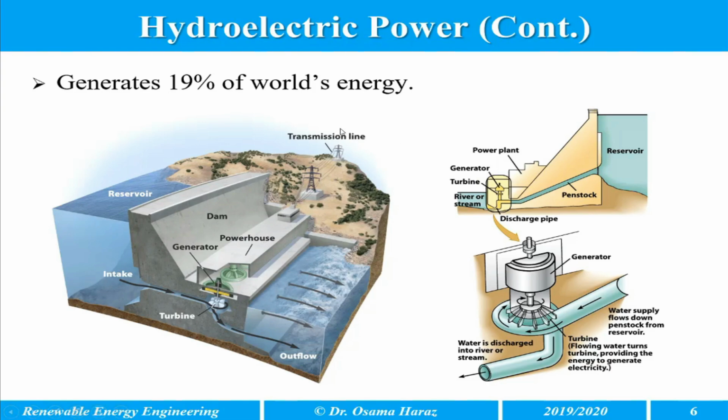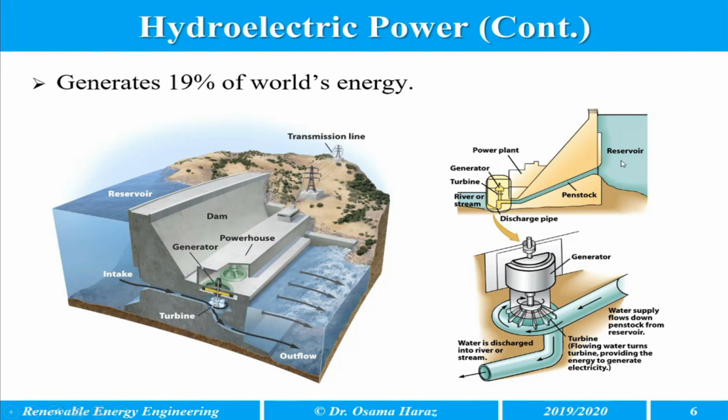And you can see here, this is the reservoir, this is a dam, and this is the tunnel that the water goes through, the intake. This water will go through the turbine connected to the generator, and this is the outflow after the turbine.